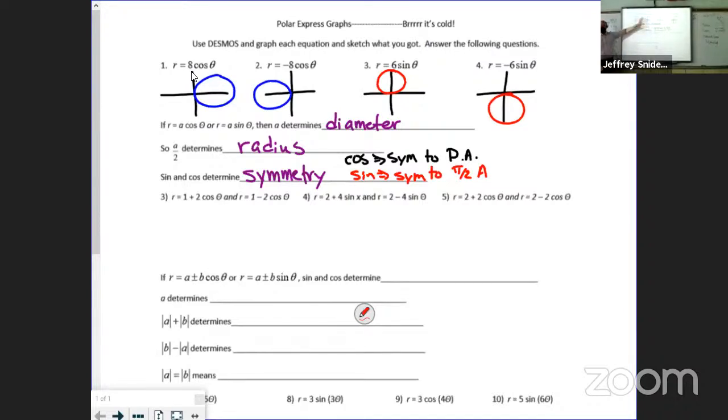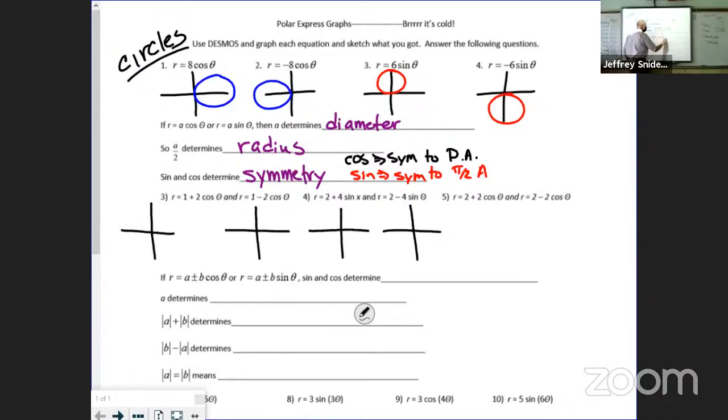We're okay with these, right? Circles. This first batch up here is nothing more than circles. Okay, so then we get to this next batch here. A little different looking. I need some graphs here. I can't get them all on here. Maybe I can. Okay.